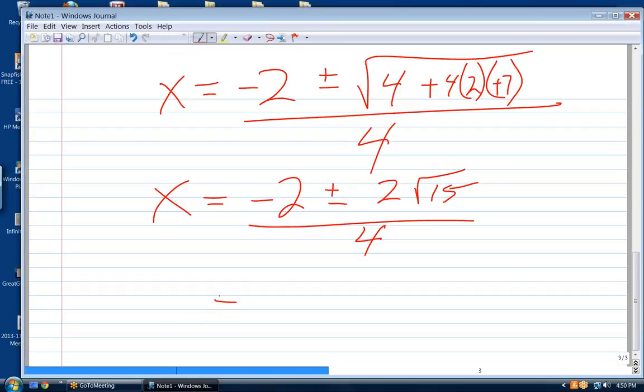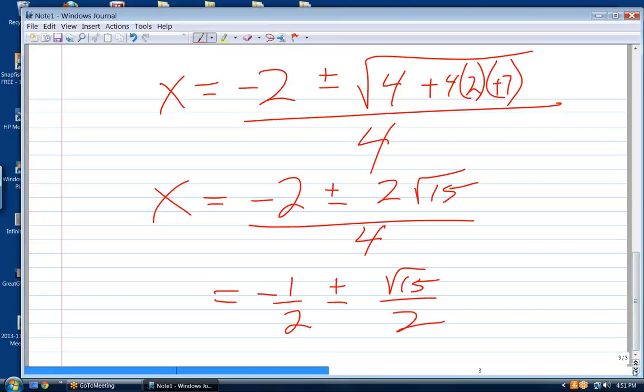Okay, so now we can simplify this a little bit more because we have minus 2 over 4. And you really want to put these in the format of 2 different numbers. Well, what is this equal to? That's minus 1/2 plus or minus root 15 over 2. You see how I got that?